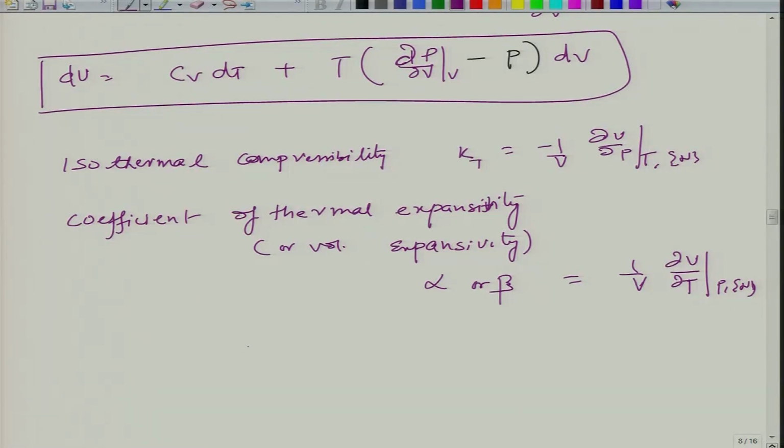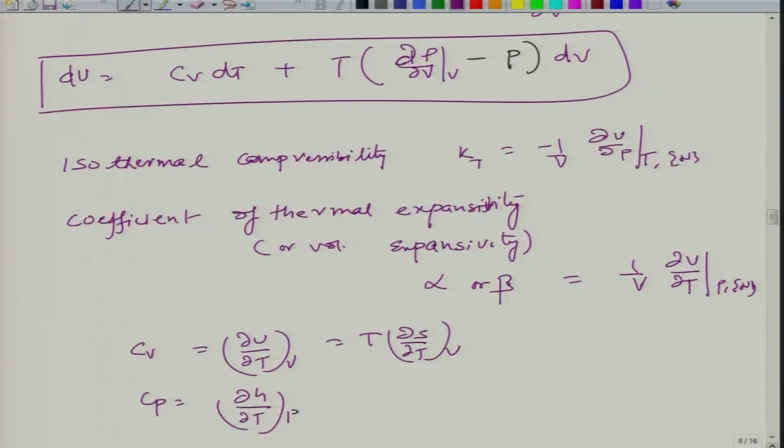So, in addition to your beta and K, you have of course Cv. Cv is (∂U/∂T) at V, which equals T (∂S/∂T) at V, and Cp is (∂H/∂T) at P. This is per mole or per unit mass, and this is T (∂S/∂T) at constant pressure.